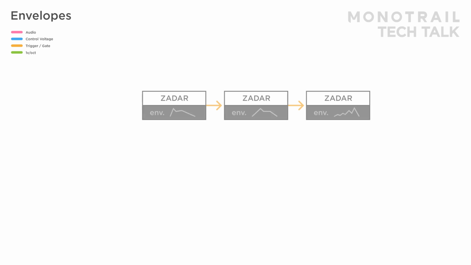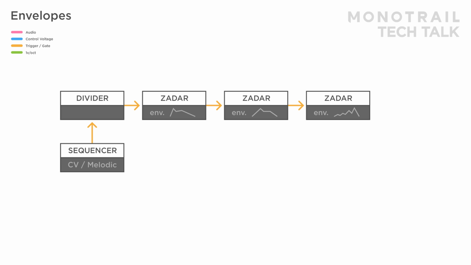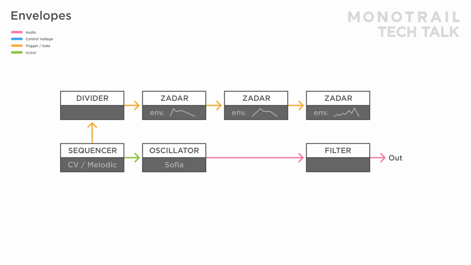Here is a similar concept with 3 envelopes of Zadar triggered in chain. This time they're triggered by a sequencer sent through a clock divider. These 3 envelopes create slow but rhythmic tempo sync modulation. The sequencer is tuning oscillator Sophia sent through a filter. The first 2 envelopes are modulating parameters on the oscillator, and the third is modulating the filter.